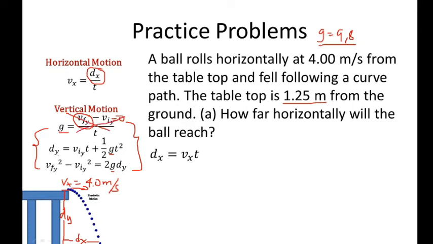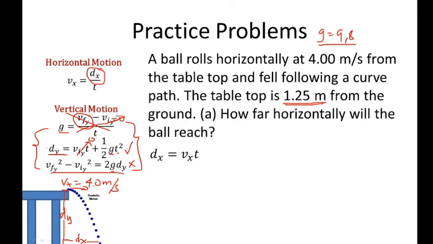Next, can we use the second equation? Are we given dy? Yes, we are given dy, 1.25 meters. And since the initial velocity in the y is 0, we are left with time and g. Are we given the value of time? No. So we are going to compute the value of time using dy and the g value. Can we use this other equation? No, because there is no time here. So we can use the second equation to compute for time.